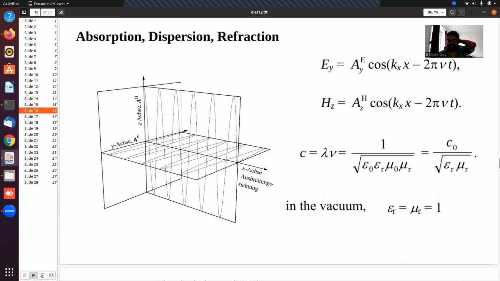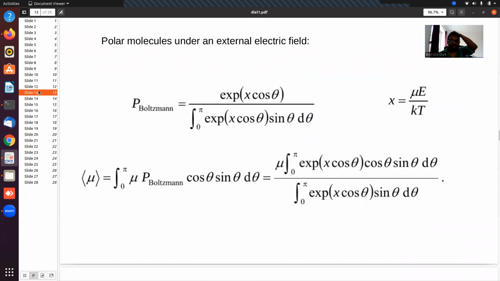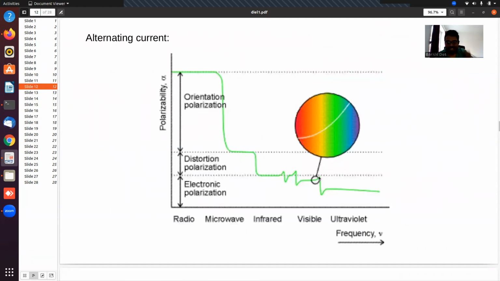Now, another thing is that this polarization is very much frequency dependent. If we look locally, in the visible region, as frequency increases, polarization also increases. It is not always the case that polarizability decreases with frequency. If we see locally, in the visible region, it will increase.